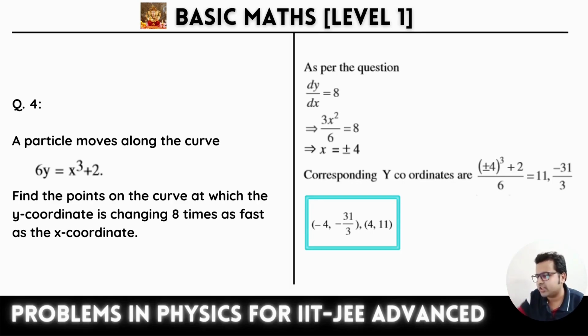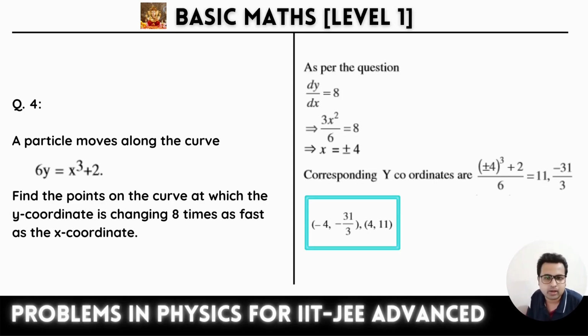So here the equation is given and dy by dx is given, because the change of y with respect to x is 8 at some particular point. So what you can do is calculate the dy by dx of this equation. That is 3x square upon 6. I hope you are well aware of this differentiation, very basic differentiation. So 3x square by 6, and it should be equal to 8 as per the problem.